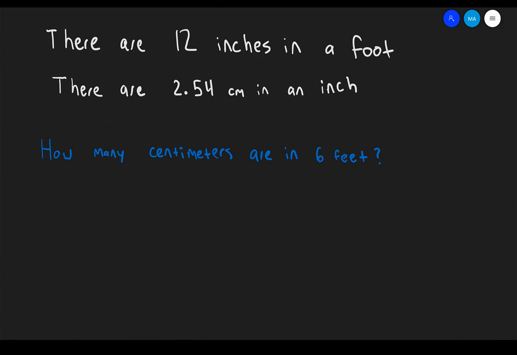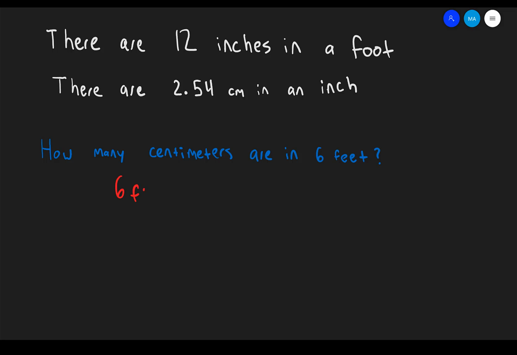There are 12 inches in a foot. There are 2.54 centimeters in an inch. How many centimeters are in 6 feet? So in this case, it's made a little bit more difficult because I don't actually have the relationship of feet to centimeters. I don't have that relationship. What I have is feet to inches, and I have inches to centimeters. So I have to use those relationships to sort of construct the relationship of feet to centimeters. But that's not too bad.